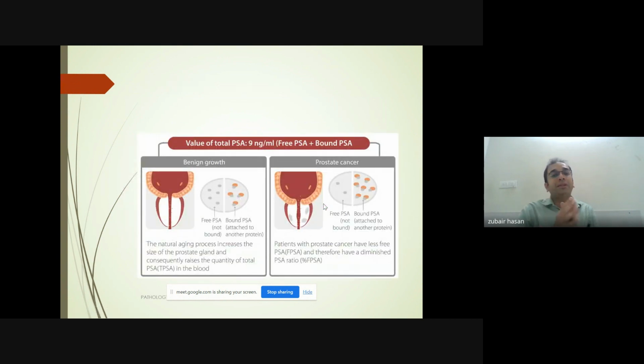Now coming to the importance of another test, total PSA and free PSA. You should understand that the natural aging process increases the size of the prostate gland and consequently raises the quantity of total PSA in the blood. However, patients with prostate cancer have less free PSA, therefore have a diminished free PSA percent ratio. So that is the importance of free PSA. The percentage is important, and when the free PSA to bound PSA ratio decreases, it is likely to indicate a malignancy.